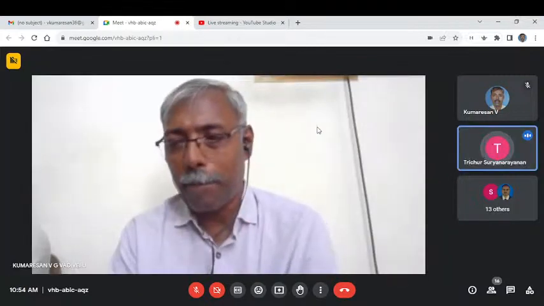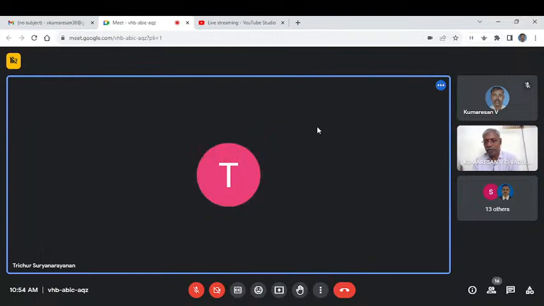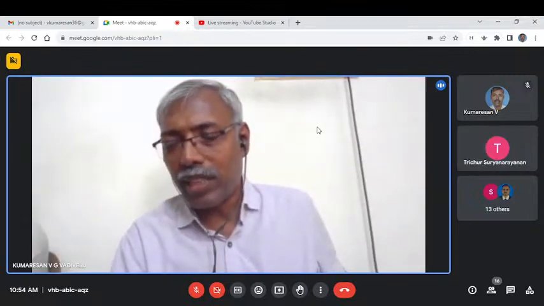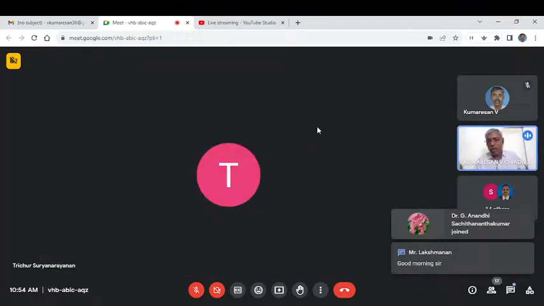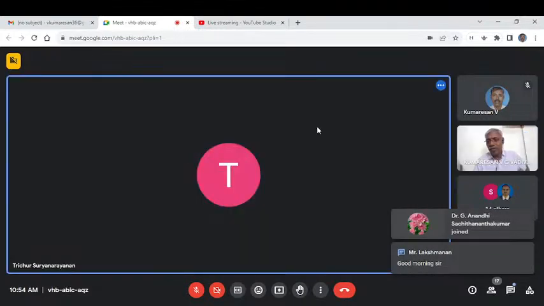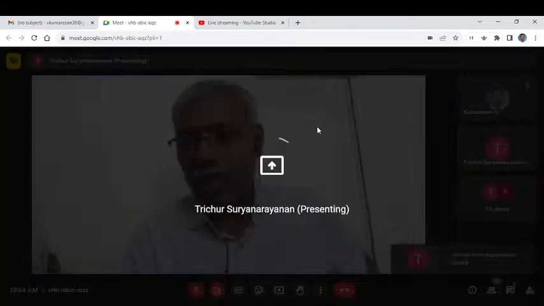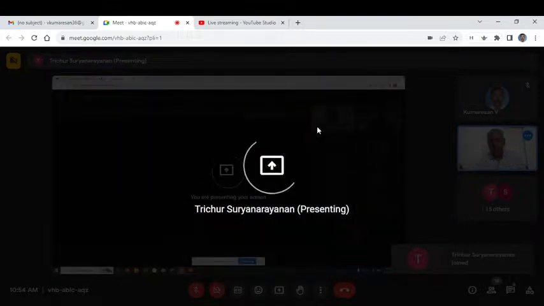I'm too confused. Okay, one second. So I have to go to here. Then here when I press that arrow, it says Chrome tab, window, entire screen. Yes, sir. Entire screen. You can go for entire screen. Yeah, that will be better. Okay. Entire screen. Just select that one, whatever screen is visible.